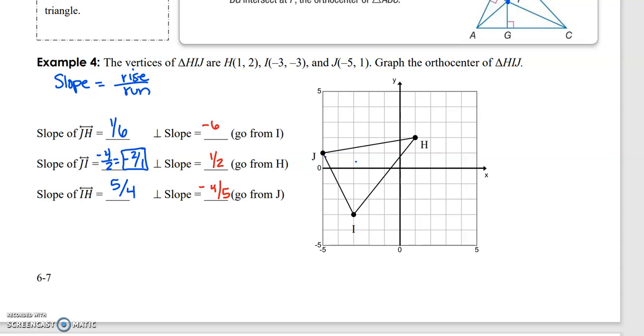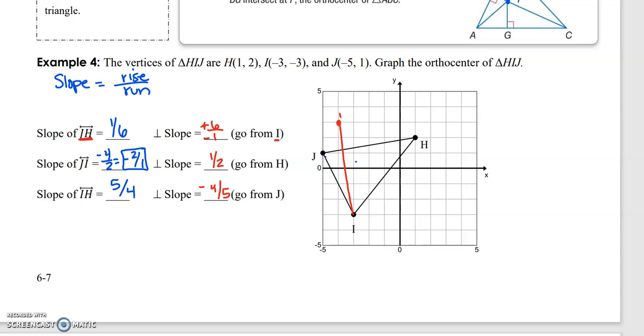So what we're going to do now is graph these three slopes. We go from the opposite vertex. So this line right here is opposite of I. So we're going to go from I, and instead of down 6 over 1, I'm going to go up 6, left 1. As long as one of them's negative, we're good. So up 1, 2, 3, 4, 5, 6 over 1. Because I can't really go down 6. And then we're going to use a straight edge, unlike what I just did, and draw our line.